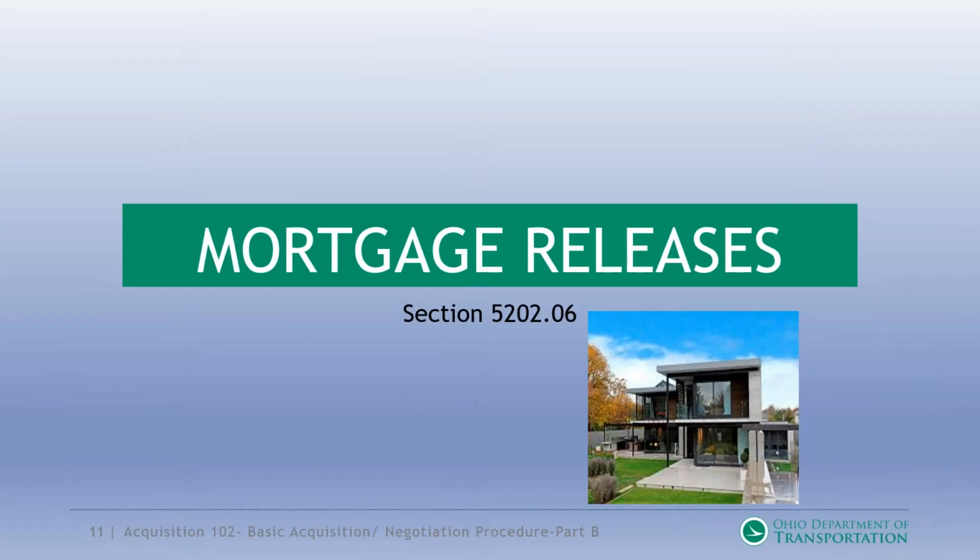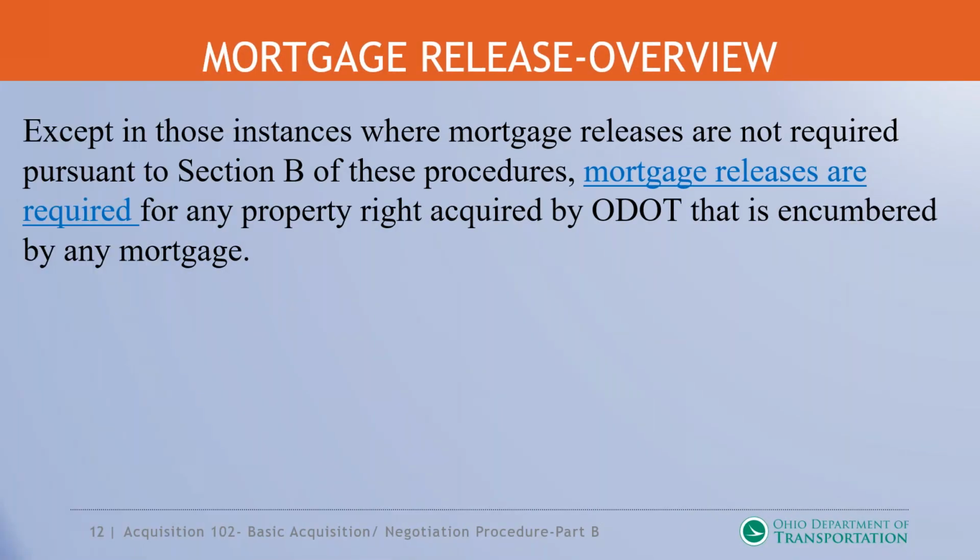All right. So now we're going to go to the mortgage releases. This is out of our 5202.06 section of the real estate manual. Except in those instances where mortgage releases are not required pursuant to Section B of this procedure, mortgage releases are required for any property right acquired by ODOT that is encumbered with a mortgage. We're going to talk about that exception in that Section B too.